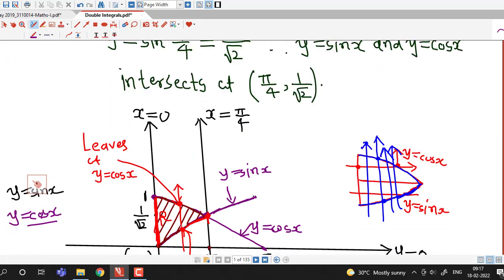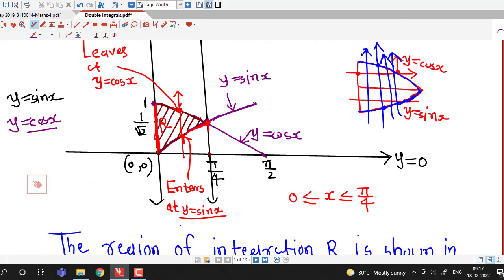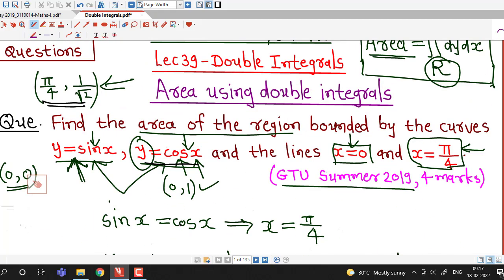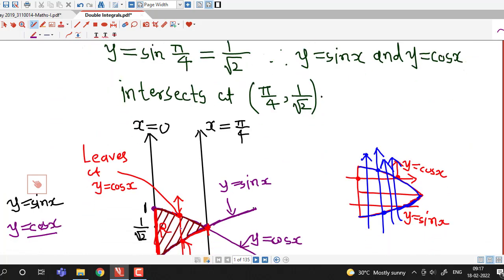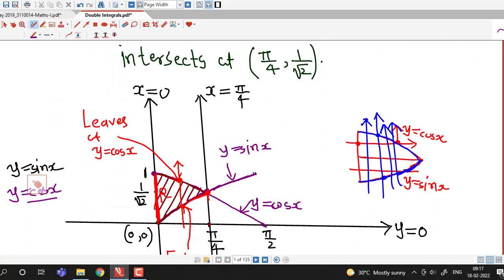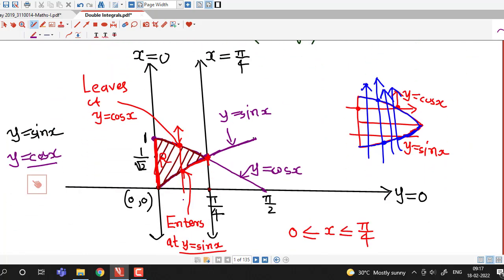You just have to take care of limits of integration, and for limits of integration it is always necessary to sketch the region of integration. From the region of integration you will get the idea which order of integration you have to select, either with respect to y first or with respect to x first, and depending on the type of region of integration you should decide whether you should consider a vertical line or a horizontal line.